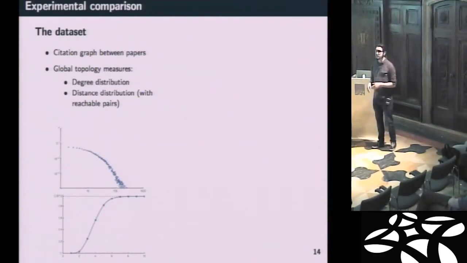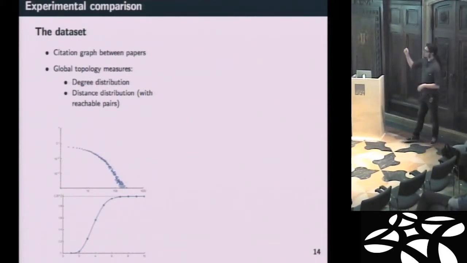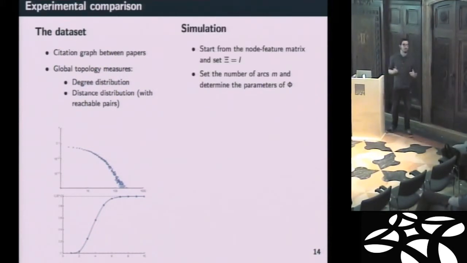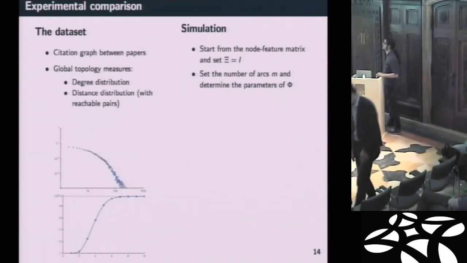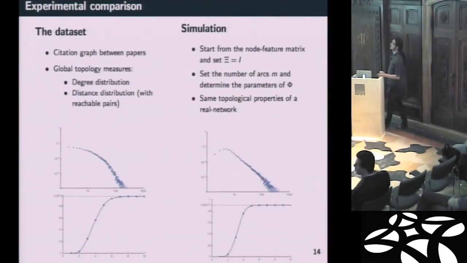So we have a citation graph between papers, and we can see here the degree distribution in this graph that resembles a power law, and under it the distance distribution shown here in a cumulative form, highlighting the peak value, so the percentage of reachable pairs. We use the same matrix that I've shown before and an influence matrix corresponding to the identity to make our simulation, and we set the number of arcs to correspond to the original graph. In this way, we can determine the parameters of phi, particularly theta. And these are the results we got.